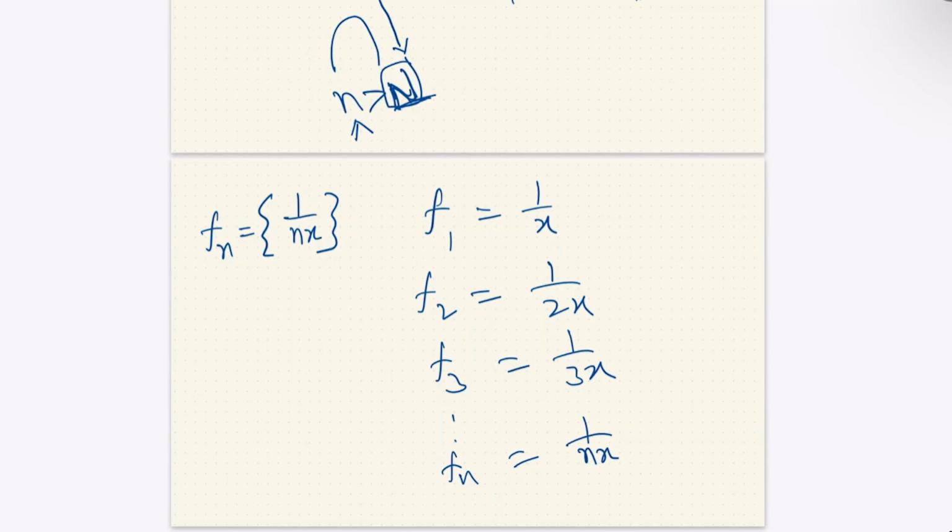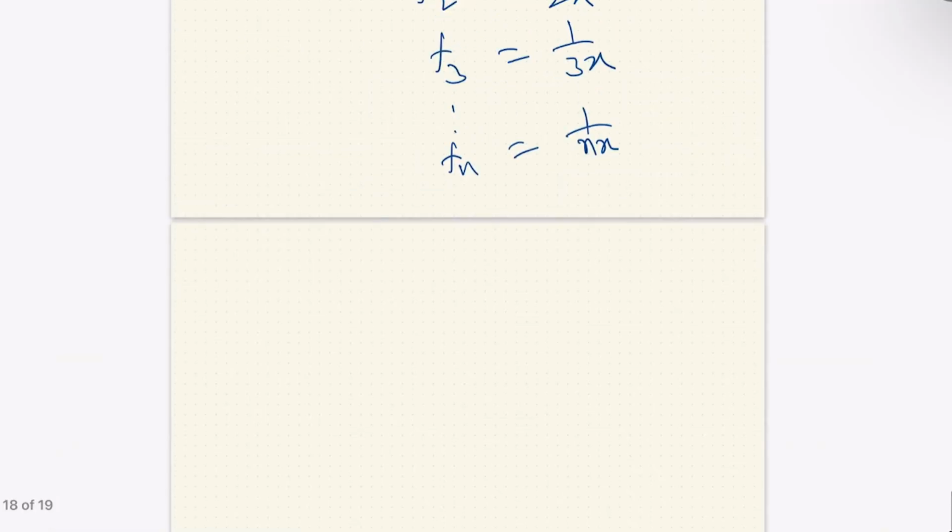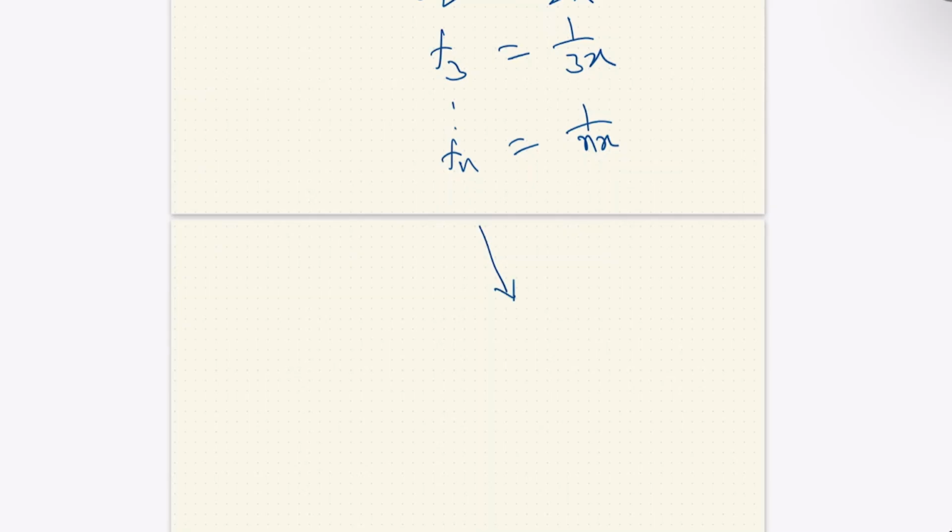So to which function are they converging? Some function f. What is this function? You think of it. Zero function, sir. So they are converging to zero as n goes to infinity. Yes, tell me, is it zero, or do you have some other answer? Zero, sir.